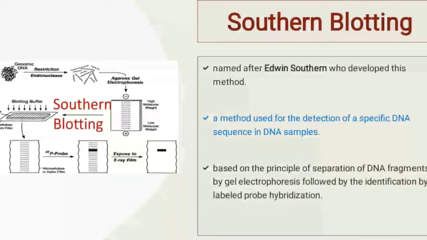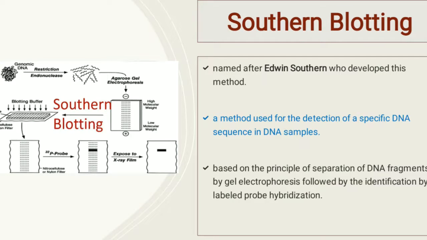So next is the blotting step. Blotting means the transfer of the DNA bands you get on the gel onto the filter paper. The filter paper we use in case of southern blotting is nitrocellulose or nylon fiber.